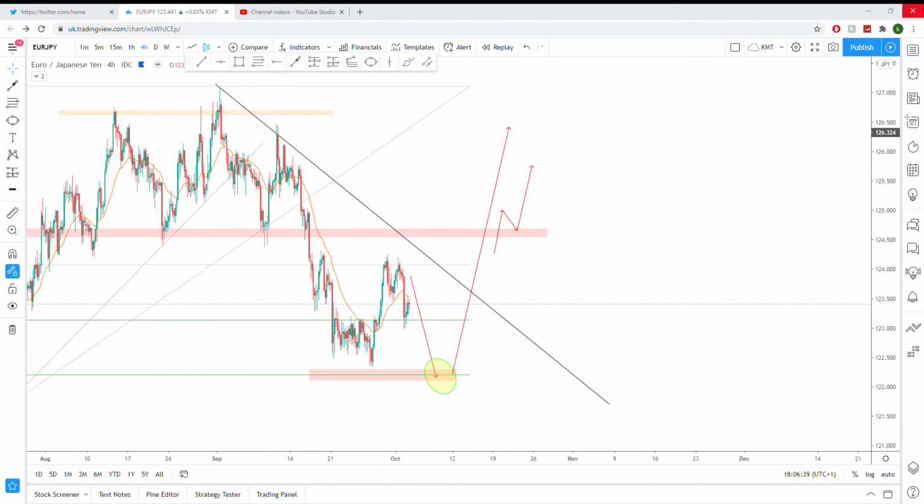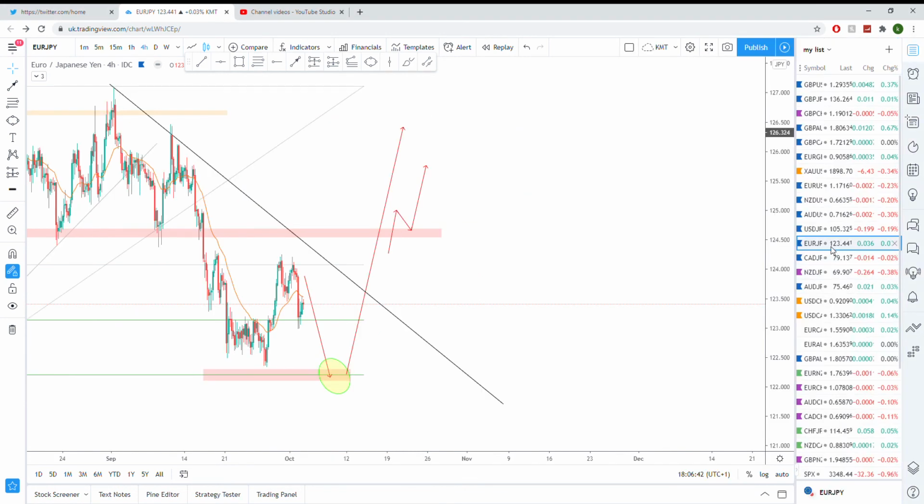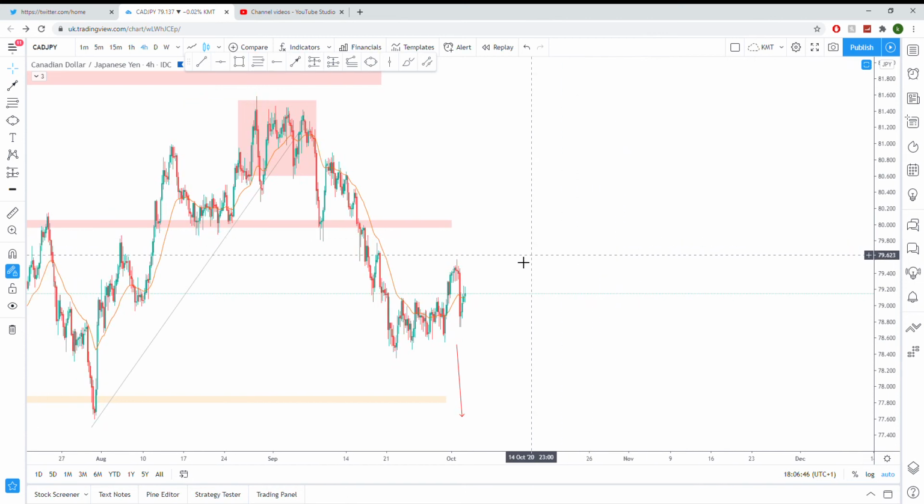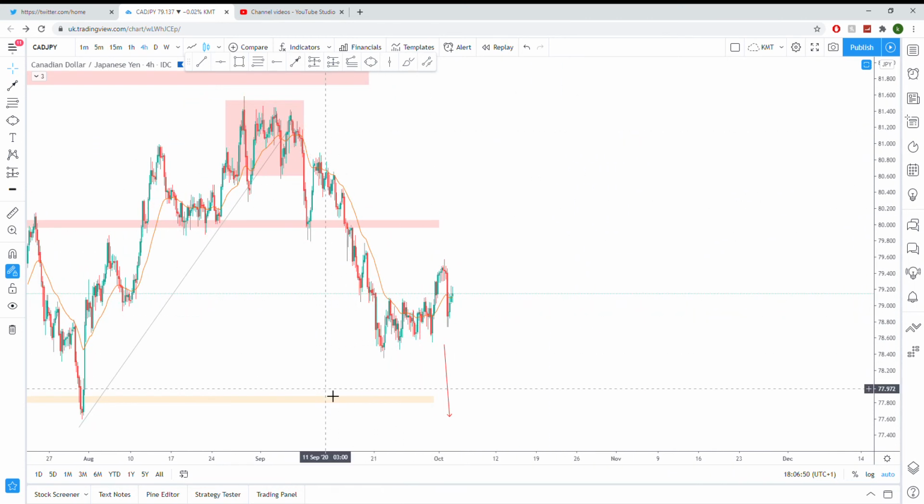Moving on to CADJPY. If we take a look at what's been happening, again, I've been looking out for some sell-off conditions. I do still want to see price reach into this zone here, so 77.8, even lower to 77.4.